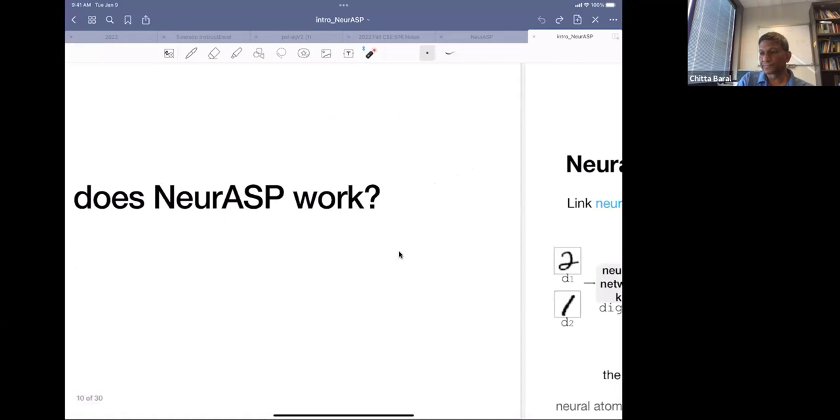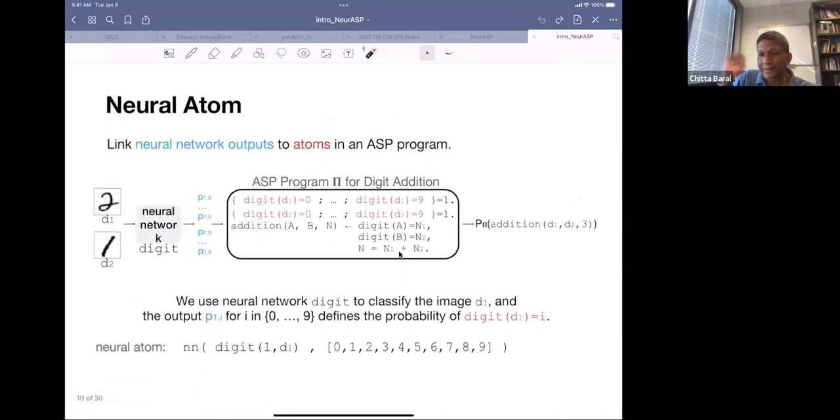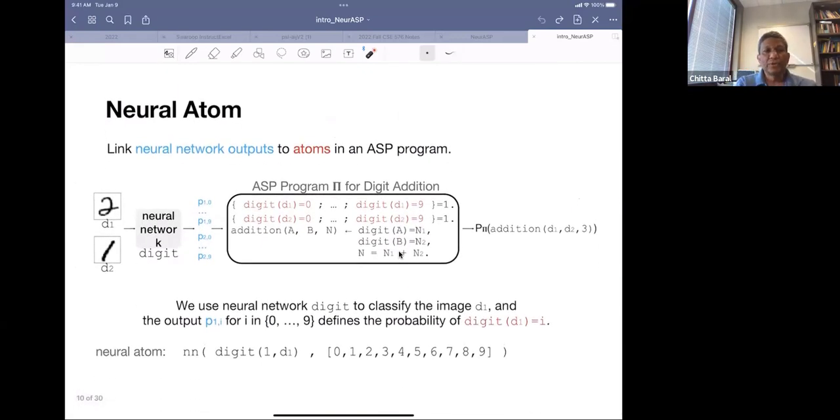So how does this work? Let's take the key example in this paper. Here we have two handwritten digits, D1 and D2. The input is two handwritten digits, and the output is the sum. So the goal is that we want the system to learn how to recognize the digits as well as output the sum. So here is how it goes.